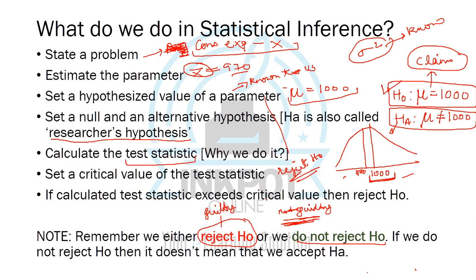Of course, if we do not reject H naught, it doesn't imply we accept the alternate hypothesis. The reason is very clear. Notice that our alternate hypothesis is very vaguely specified. Now you might come across books which say that we accept the alternate hypothesis. Well, that's not technically correct. So it's very important to make this distinction here.